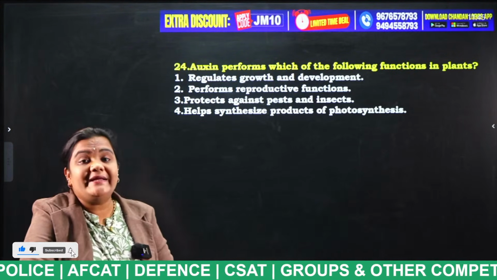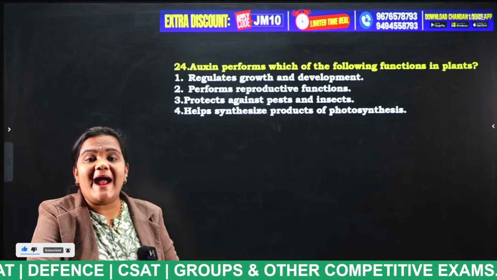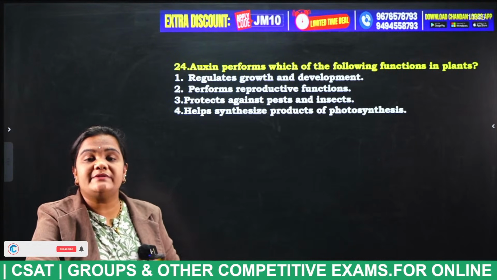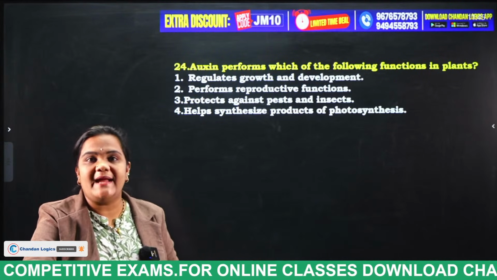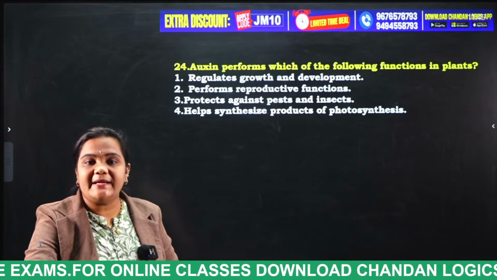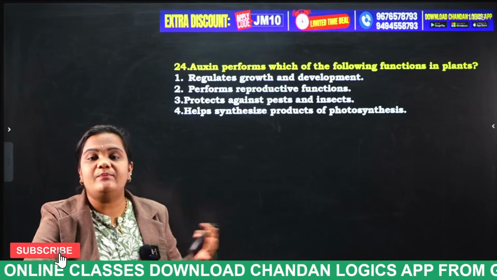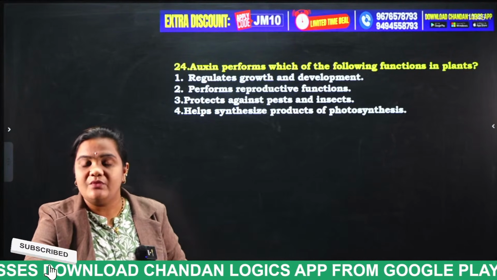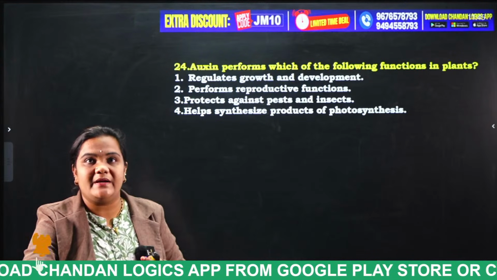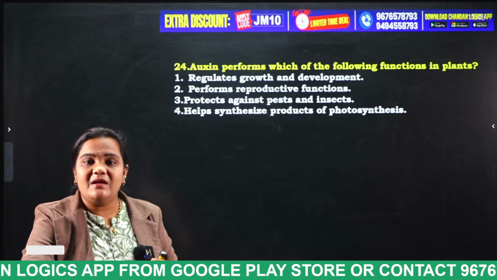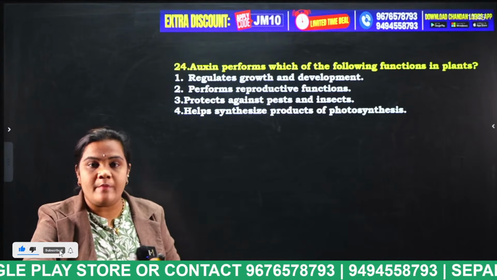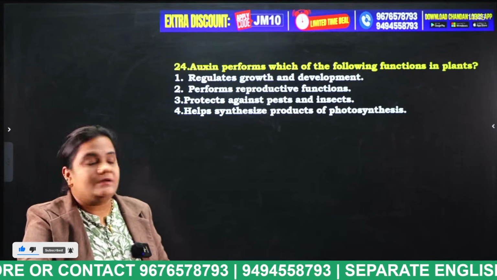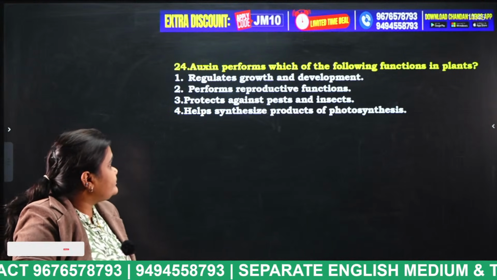Auxins, I have already explained many times. Plant hormones are of 5 types: auxins, gibberellin, cytokinin, abscisic acid and ethylene. Ethylene is the only gaseous hormone, which is helpful for the ripening of fruits and acts as the artificial ripener. And auxins are helpful for cell elongation and apical dominance. Okay? Now tell me what is the answer?